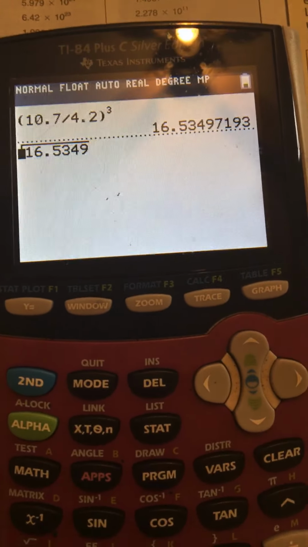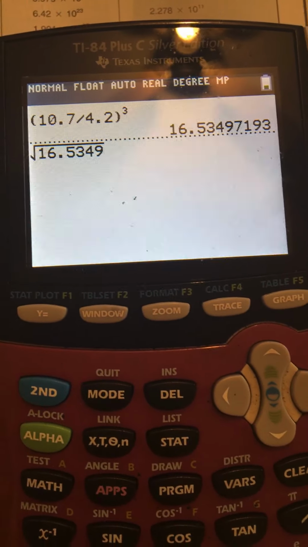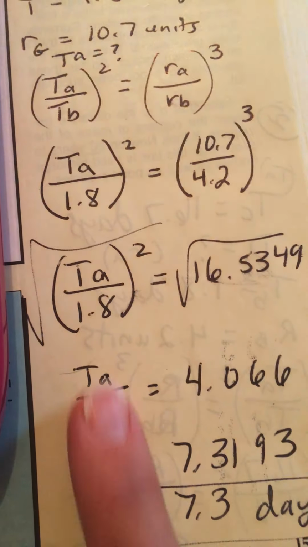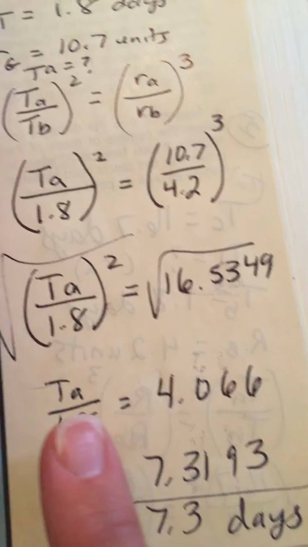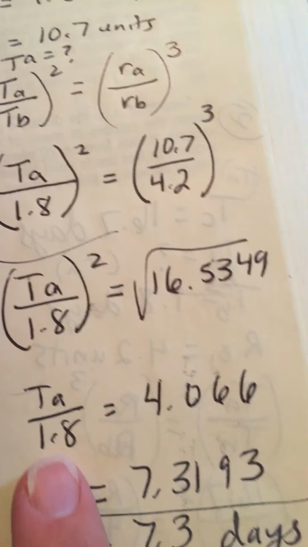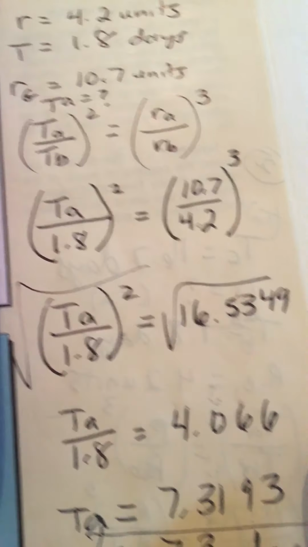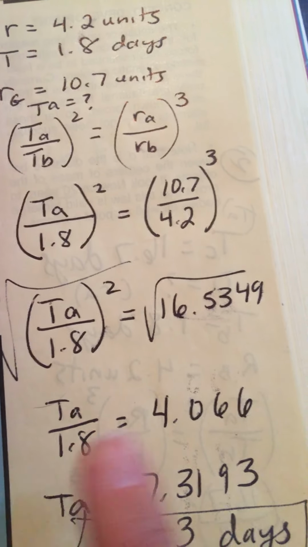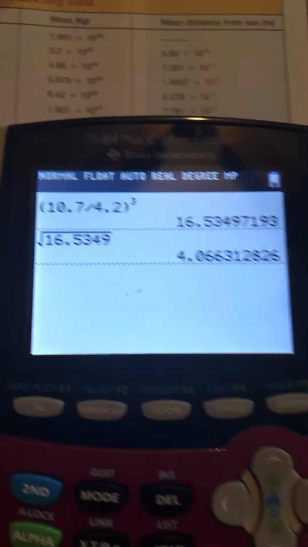All right, so there's this. I'm going to square root that, and I get this number, 4.066. So that freed it from its radical, and now I can just solve for this by doing the opposite. It's being divided by 1.8, so I'll multiply both sides by 1.8. These cancel out because I have one in the numerator and one in the denominator.